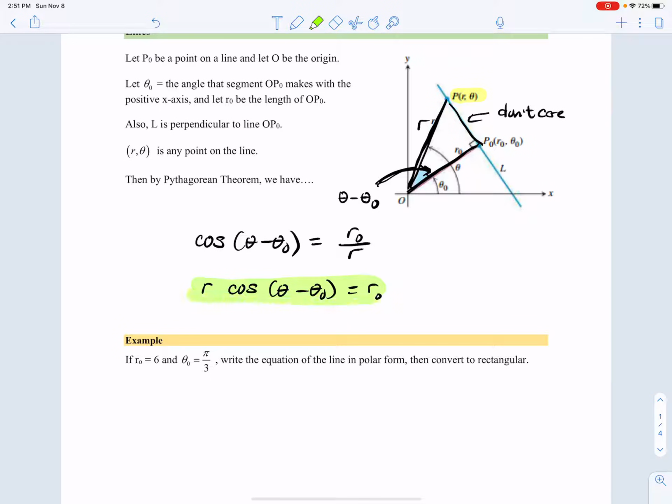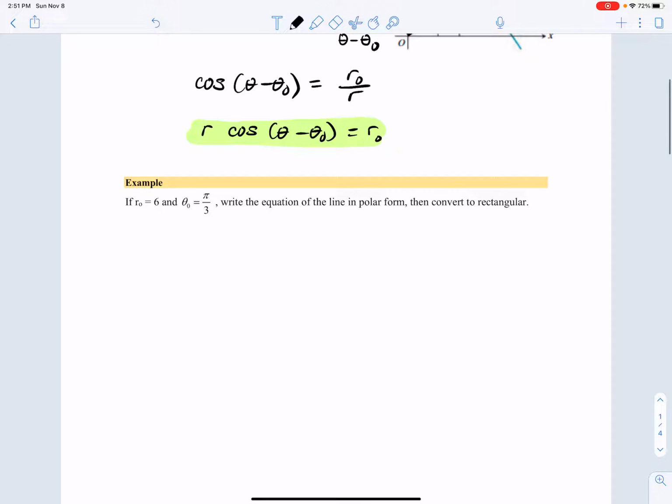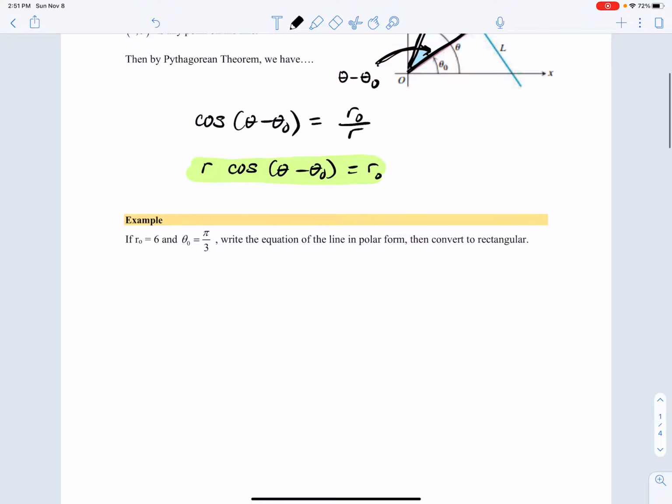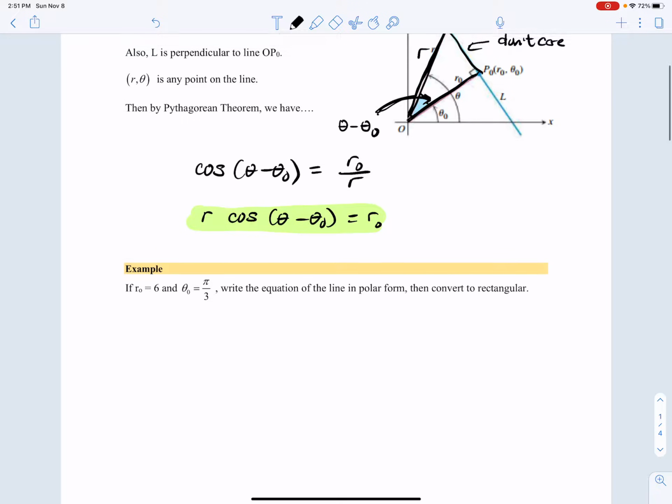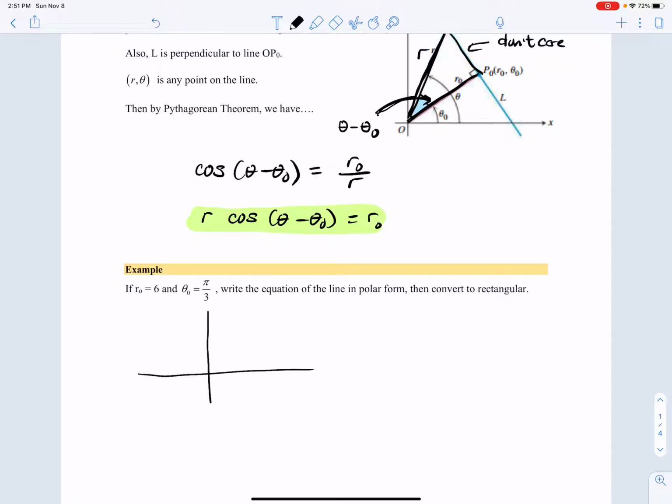And that's going to be the equation of our line in polar form. So when it meets these requirements, this is what we're dealing with. Looking at the first example, let's say in this scenario we have r0 equals 6 and theta 0 equals pi over 3. So we're talking about an angle of pi over 3 with the axis, which means my line is going something like this, okay? And this distance is 6. So the equation of that line, according to our formula, is r cosine of theta minus pi over 3 equals 6.